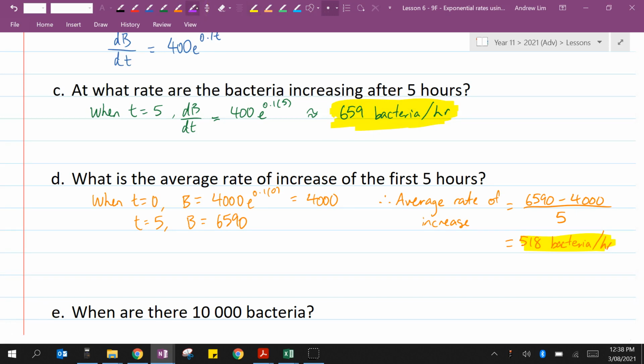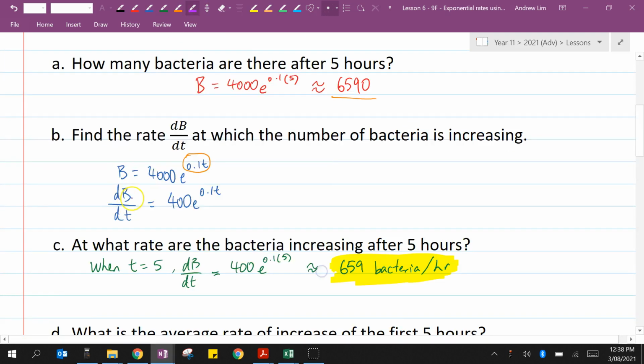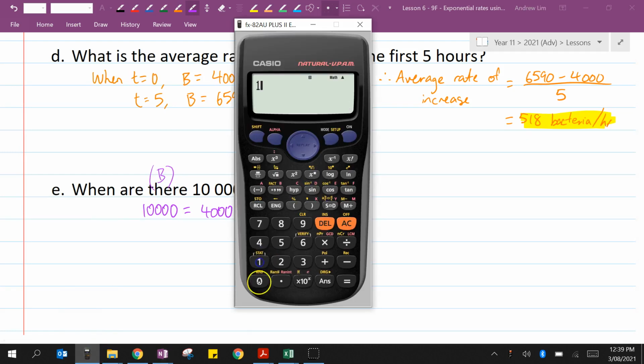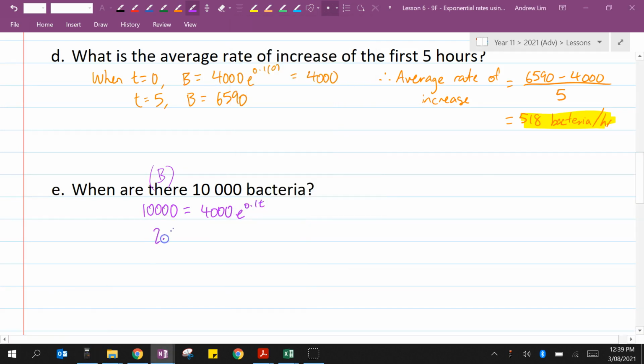When are there 10,000 bacteria? So 10,000 is equal to 4,000 e to the 0.1 t, right? That's the number of bacteria over here. So I'm just going to divide both sides by 4,000. 2.5 is equal to e to the 0.1 t. I'm going to take the natural log of both sides. So ln of 2.5 is equal to ln of e to the 0.1 t.